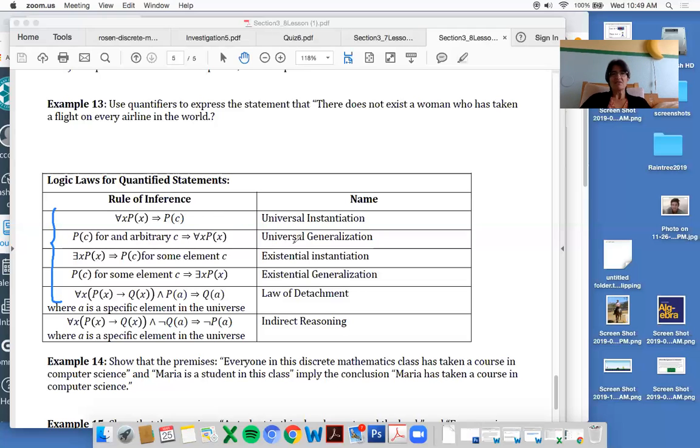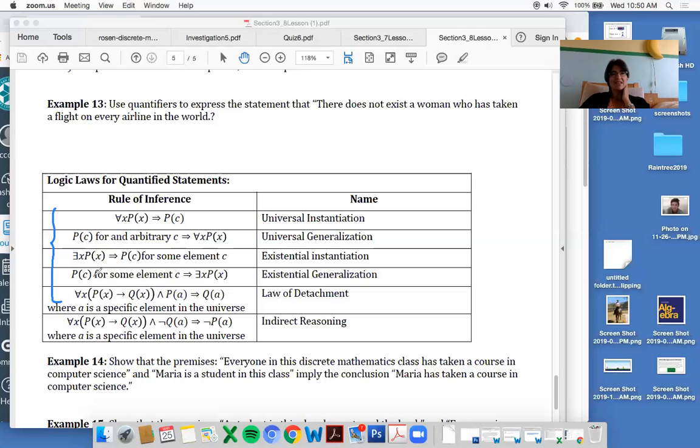The second one, universal generalization, says that if this proposition, this statement, is true for an arbitrary value of c in the universe, so not for a fixed one, but for anything that you pick in the universe, then you can say that for all x, P of x is true in the universe. So this is generalizing from an arbitrary value to all values.